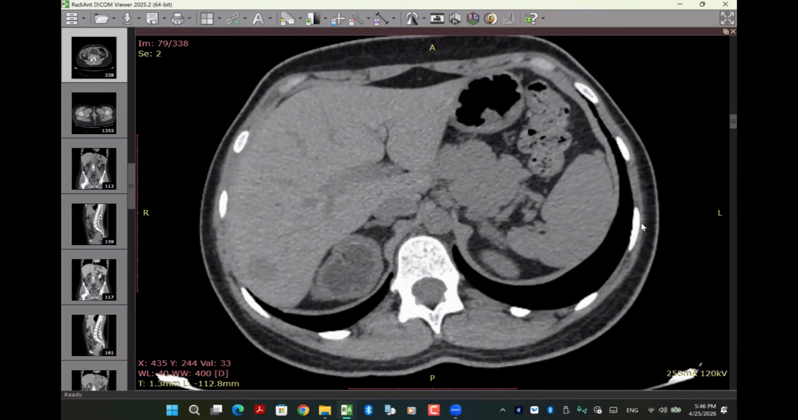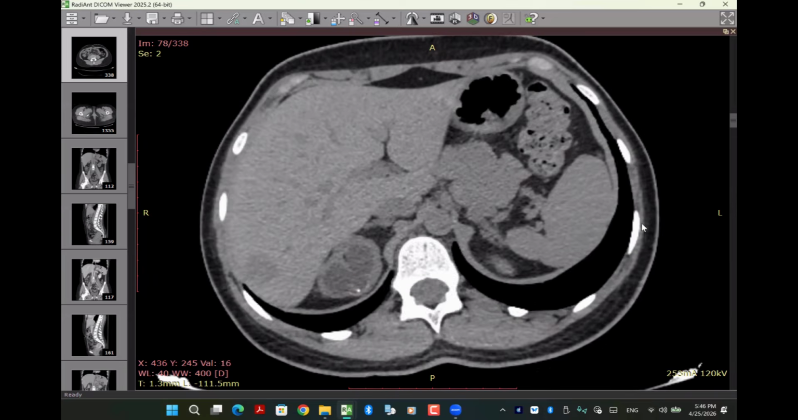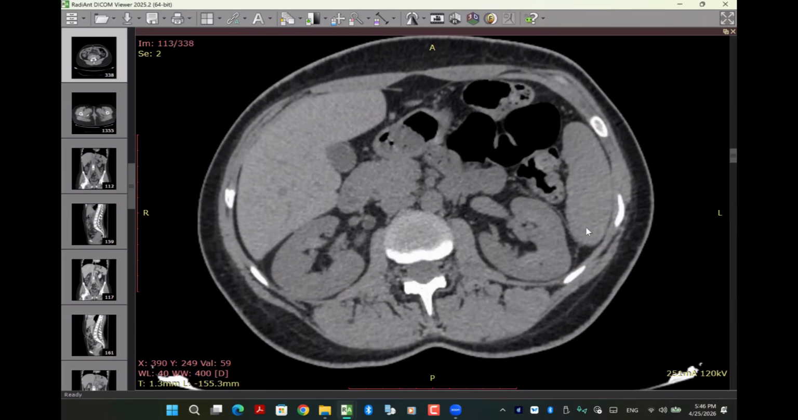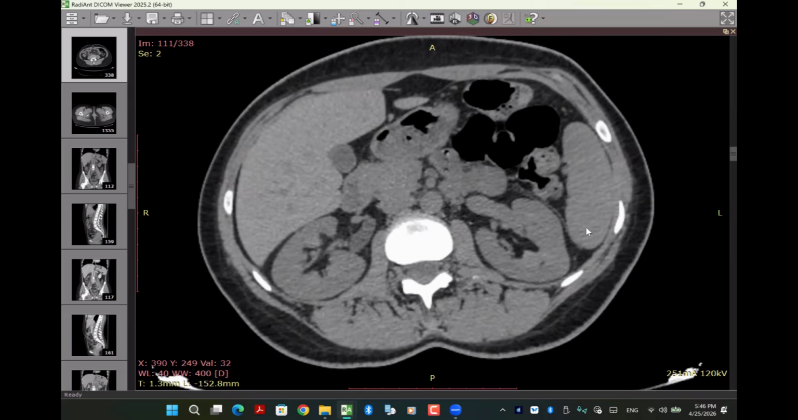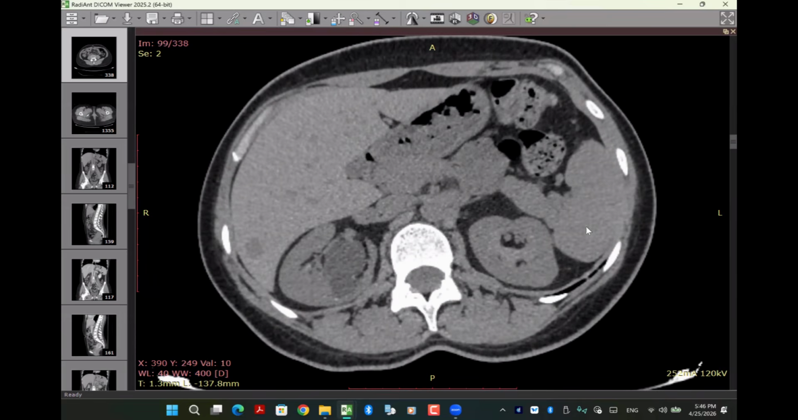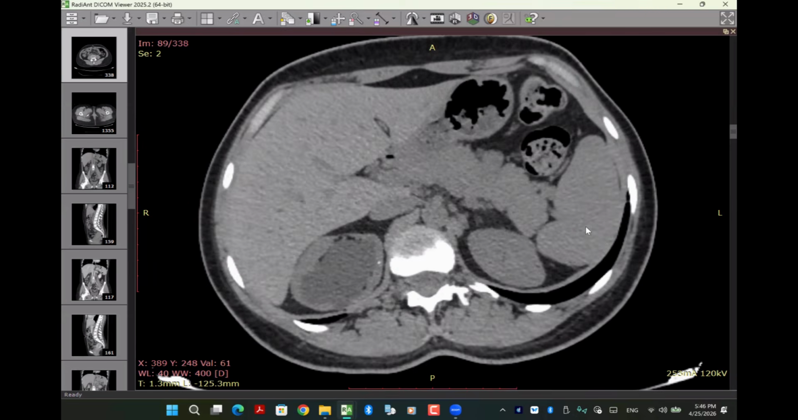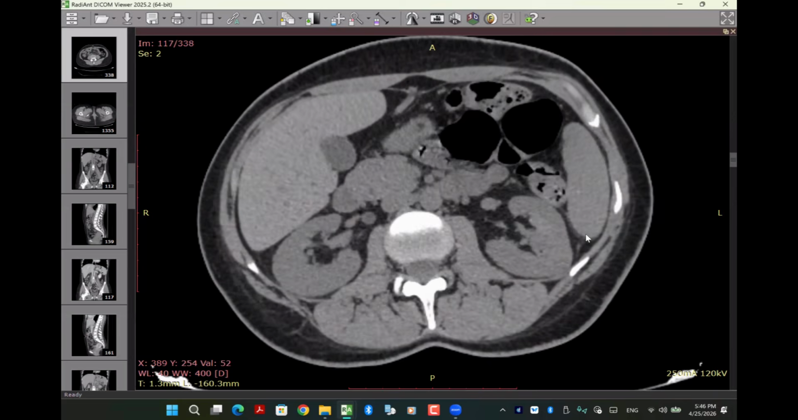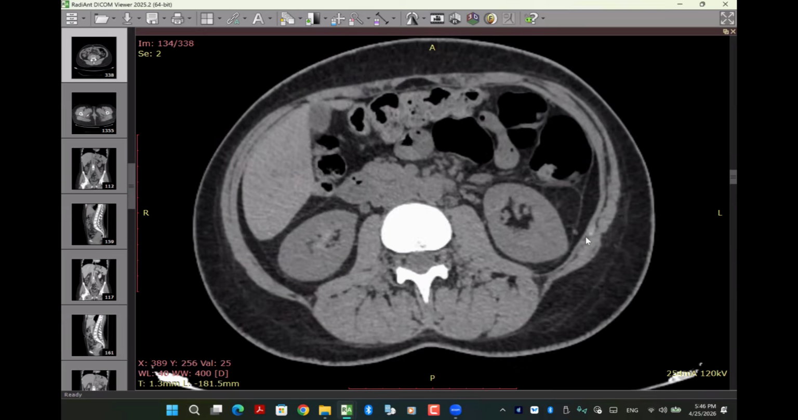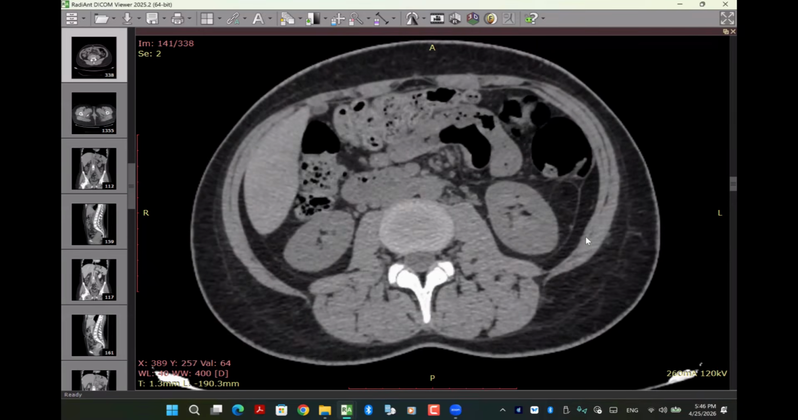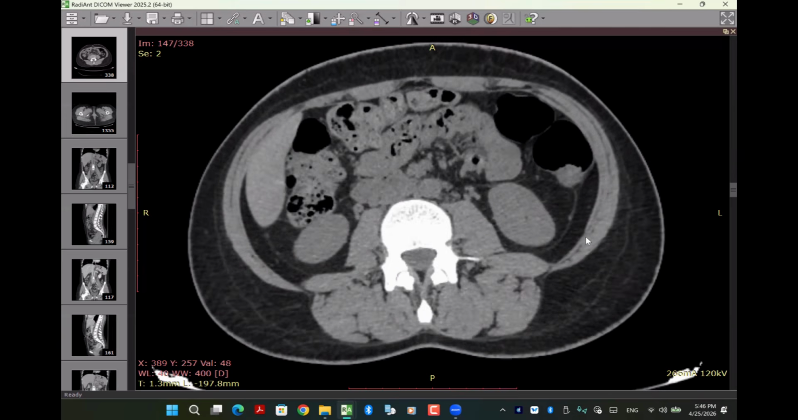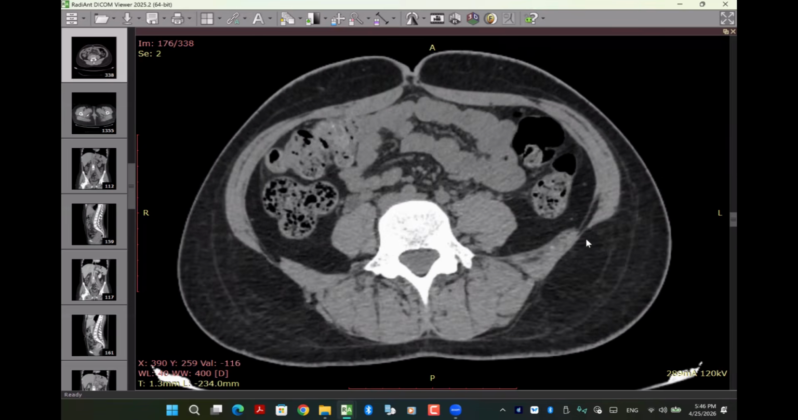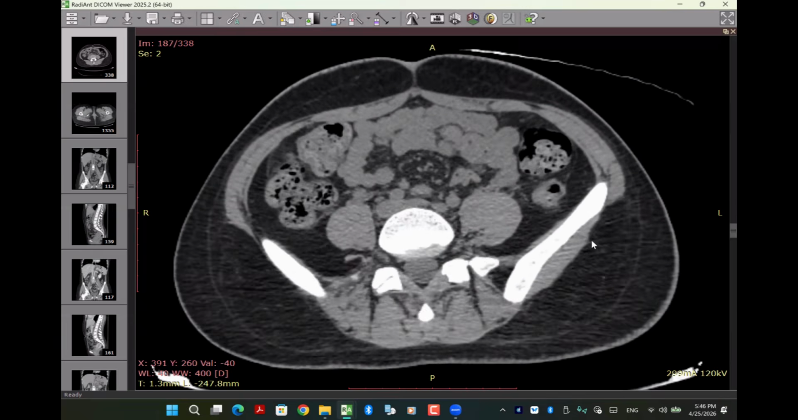There is moderate hydronephrosis seen in the right kidney, with some cysts noted in it also. Which part of the right kidney? I think this is the upper and mid pole, but I will show it on the coronal images, which will be easier. The right ureter also appears to be dilated, and there is mild thickening.